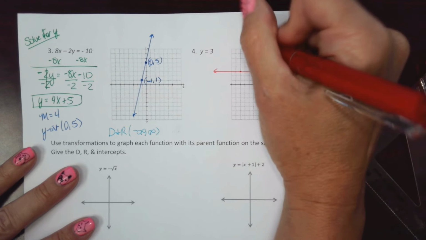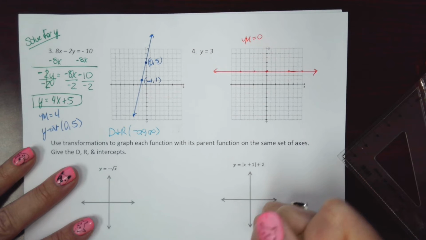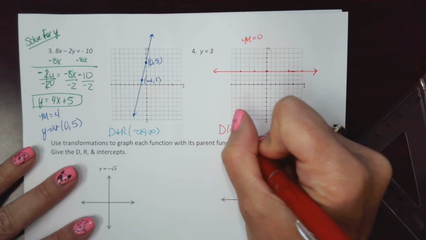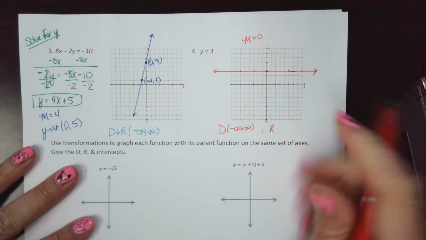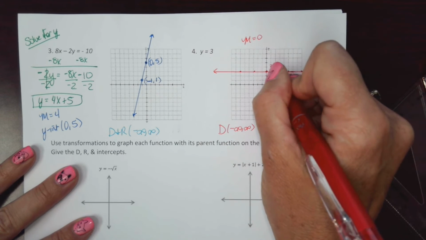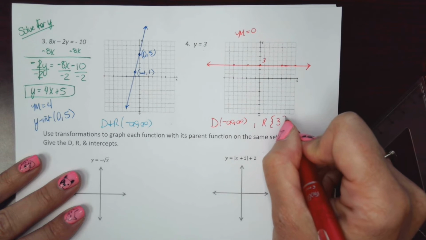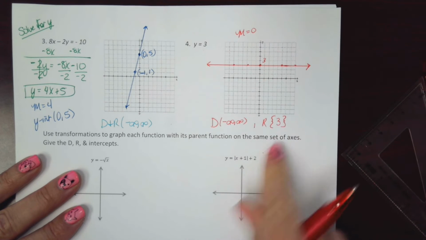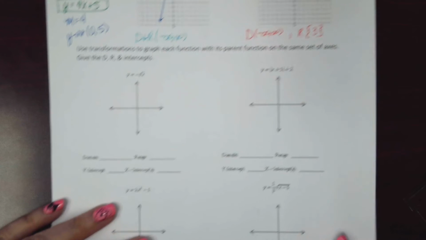This is my constant function. My slope is 0. My domain is all real numbers, but my range is just that single value, 3. So when I write my range, I use braces and put the 3 inside because it's just a single value, not an interval. All right, great.